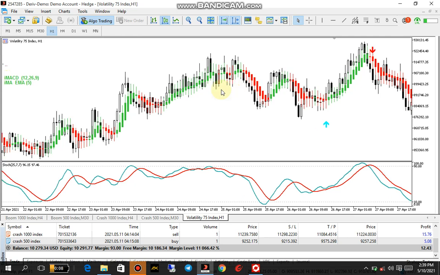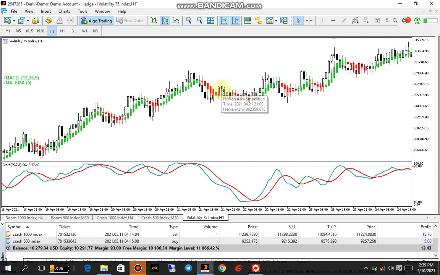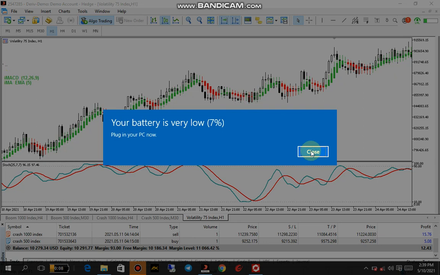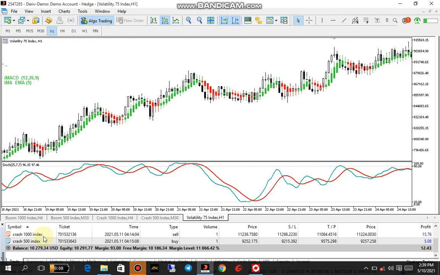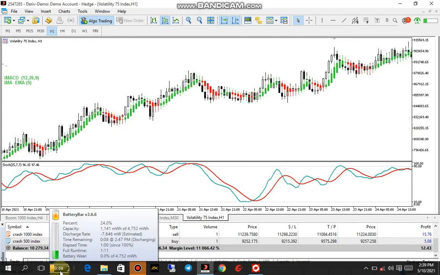So I think that will be all for now. I think you guys have seen how profitable you can be with this trading system. Look at it, the fact that I traded on the 4 hour time frame is good enough. So I think that will be all for now.